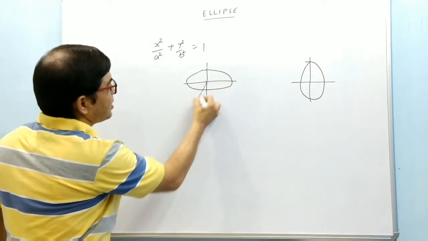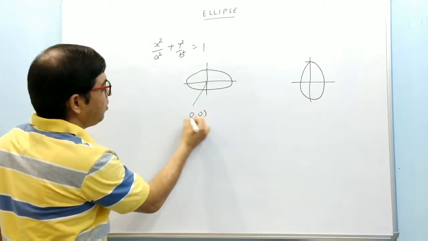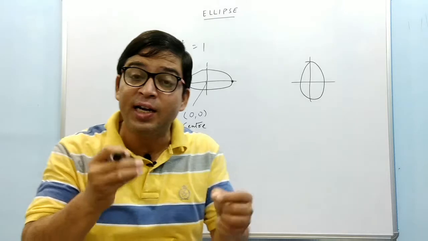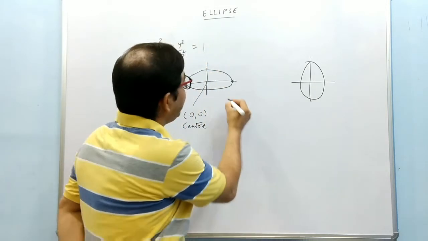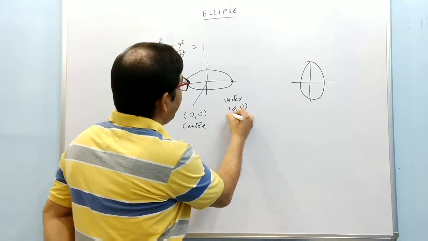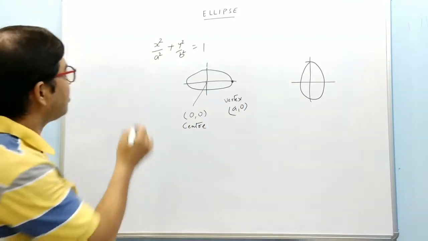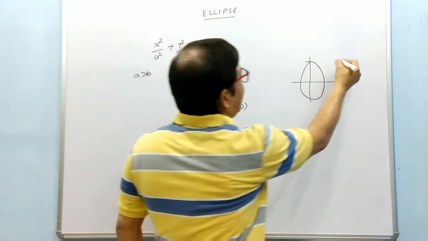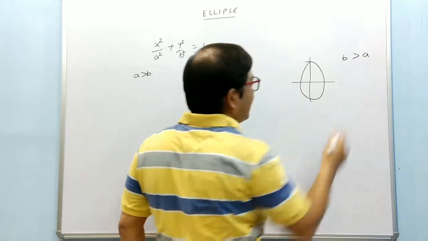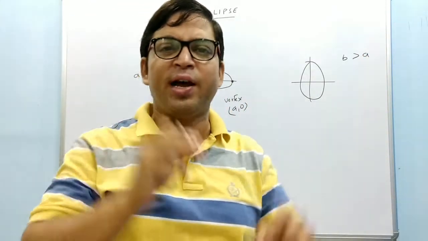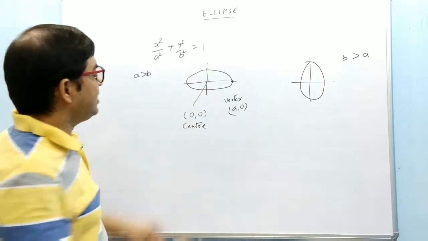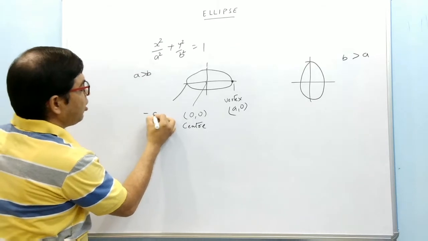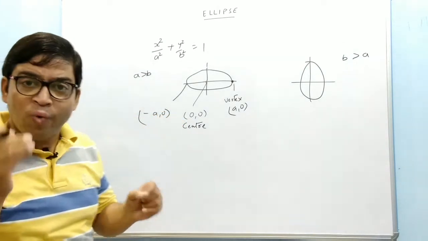This is the center of the ellipse, that is 0, 0. This is the vertex of the ellipse. Just see the terms we are using here. Vertex is (a, 0). It is known as a horizontal ellipse when a is bigger than b, but it will be a vertical ellipse when b is bigger than a. That's all. The equation remains the same all the time. See, vertex is (a, 0), and here another vertex is (minus a, 0). So you got the two vertices.